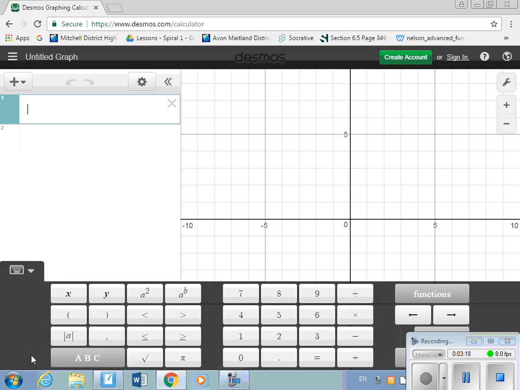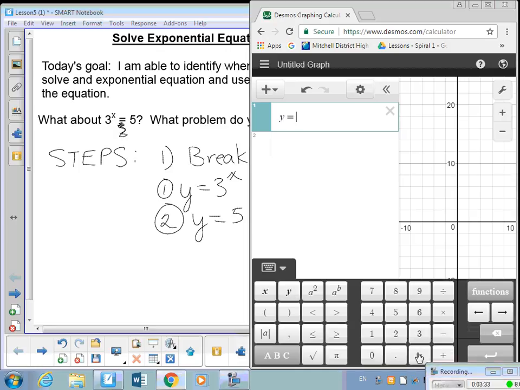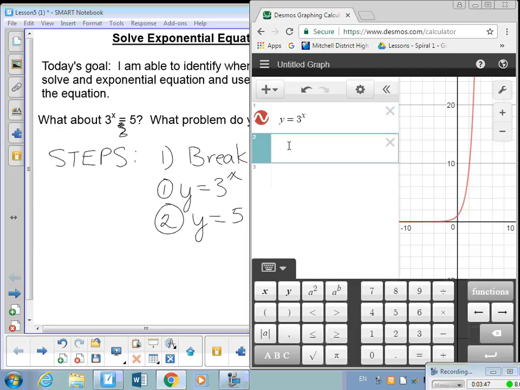So if you remember what our equations were, and I'm just going to minimize that a little bit so we can see it together, it's y equals 3^x. So I'm literally going to type on the keyboard of Desmos y equals 3 to the exponent of x. And notice it graphed it in red. Then I'm going to go down to number 2. You can see where my cursor is now, and I'm just going to enter y equals 5. So very, very simple to graph.